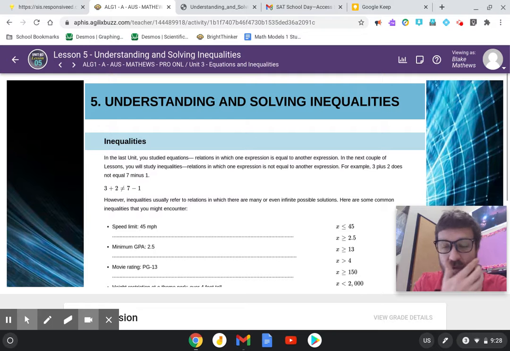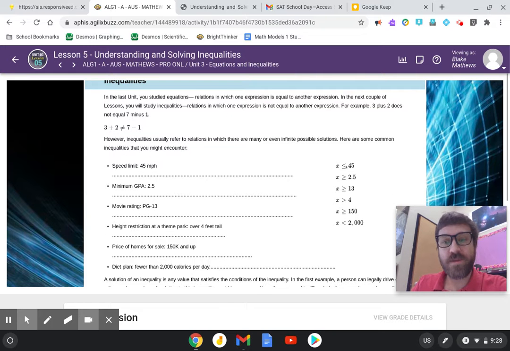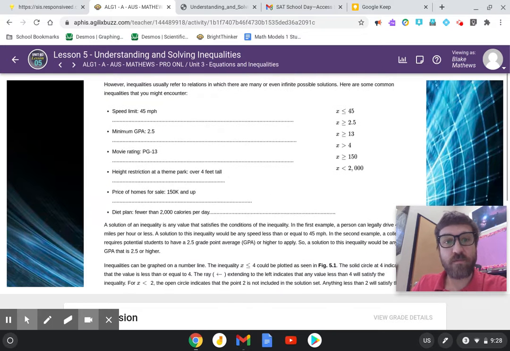And so now we're going to look at types of algebraic relationships that are what we call inequalities. It's a way of saying that something is either less than or greater than something else. And so I'm going to walk us through some examples in the lesson and then show you what you're going to be doing in the practice problems.